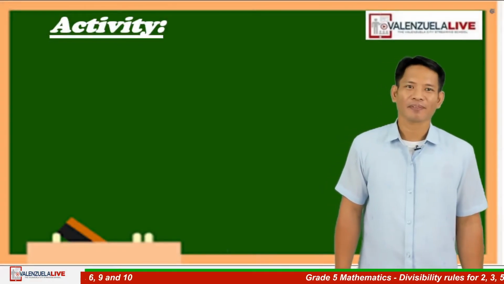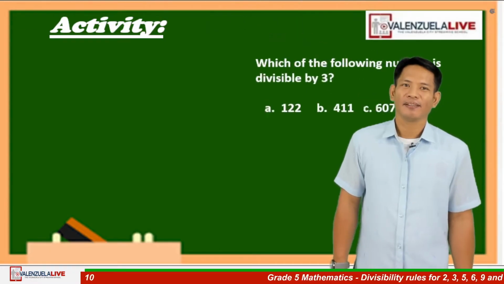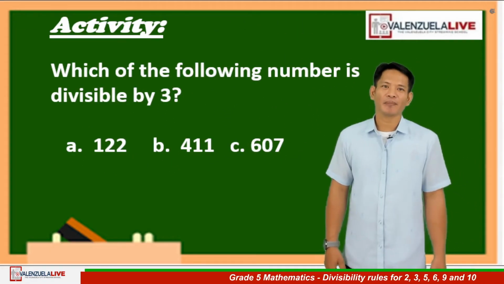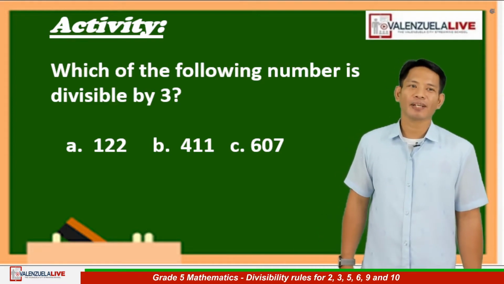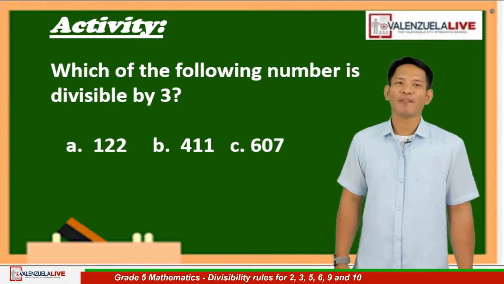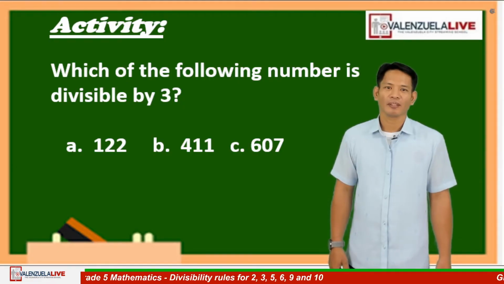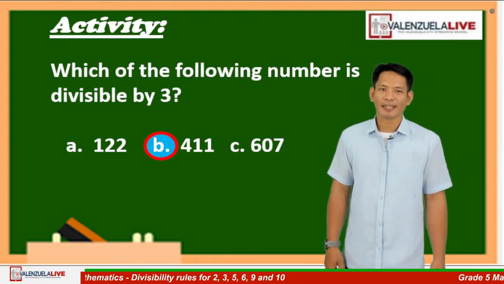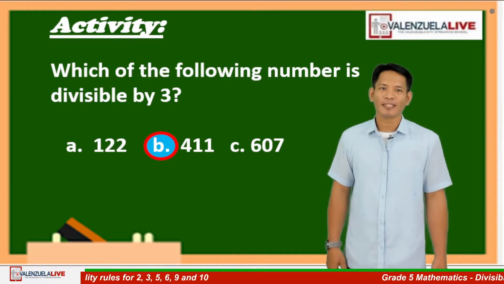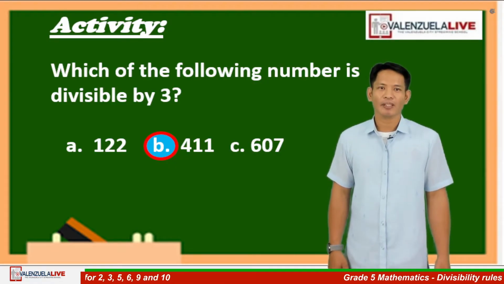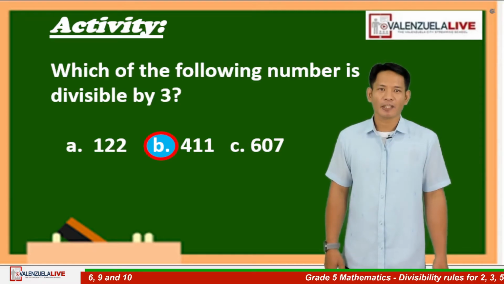Next one. Which of the following numbers is divisible by 3? Is it A, 122, B, 411, or letter C, 607? Of course, the correct answer is, again, letter B. Why? Because 4 plus 1 plus 1, the sum is 6, and 6 is divisible by 3.